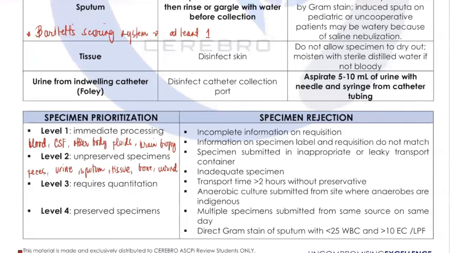Okay, next, level 3, these are those that require quantitation. So of course, nandyan na yung ating urine. Okay, urine, then yung tissue specimens din. And lastly, yung mga preserved specimens natin, such as urine and feces that are preserved or fixed. And of course, yung mga swabs na nasa holding media.